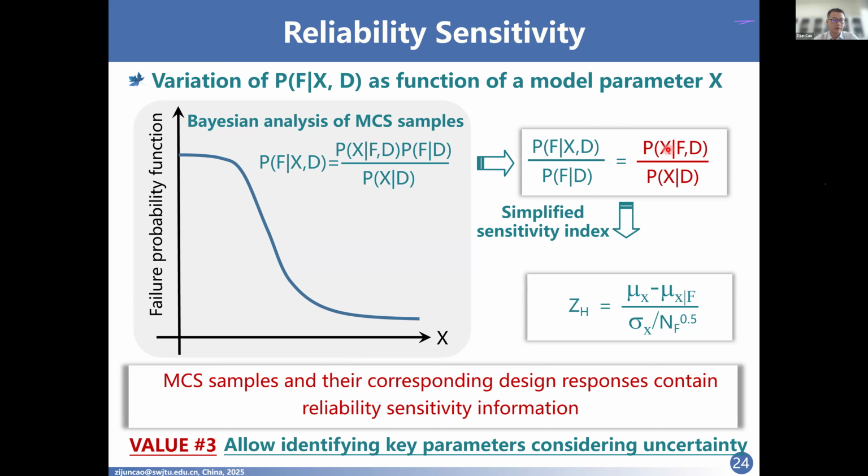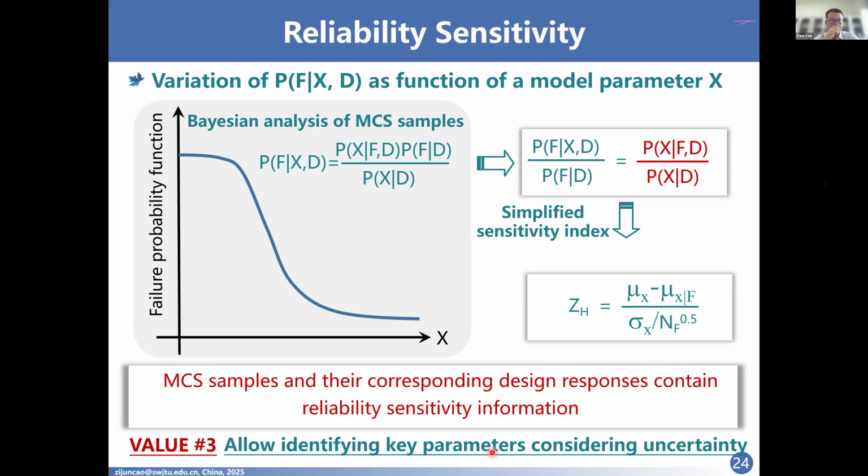Such a difference can be simplified, reflected by the normalized difference between the conditional and the unconditional mean value of the uncertain parameters. If the conditional distribution is identical to the unconditional distribution, the failure probability does not change with the parameter, which means it's not sensitive to X, and vice versa. Hence, post-processing of Monte Carlo samples allows identifying key parameters considering uncertainty.